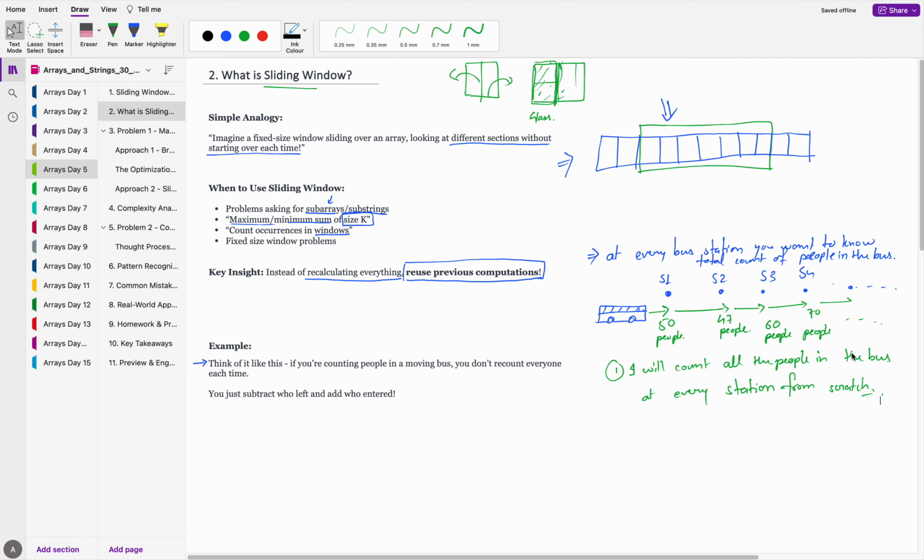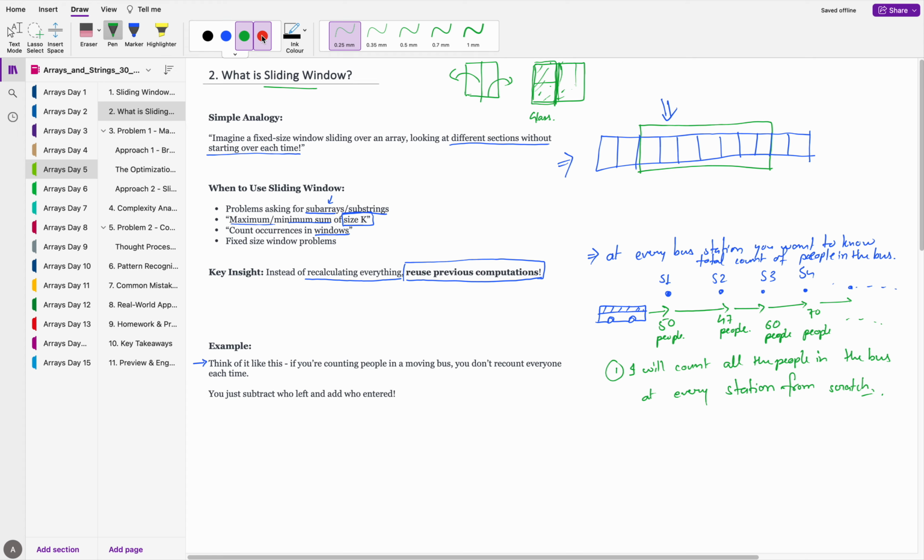Because as you know from practical life, not at every station do all the old people, old meaning all the previously onboarded people, leave the bus, reboard it, and completely new people onboard it. Does it happen? No, it doesn't happen in a city bus.